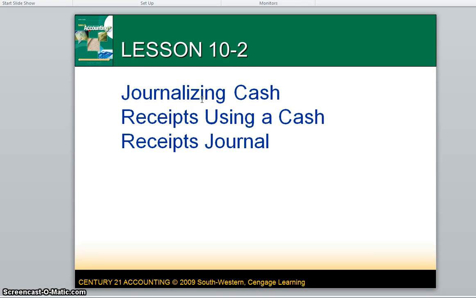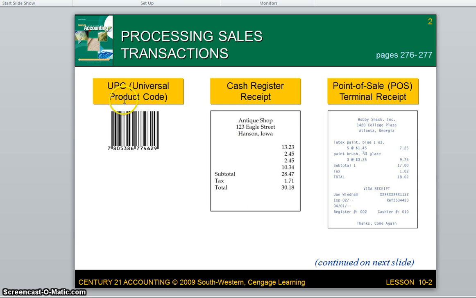In Section 10-2, we're going to learn how to journalize our cash receipts using the Cash Receipts Journal. Chapter 9 was using the cash payments, so that was money paying out. This is money coming in to our company. A few things to look at.